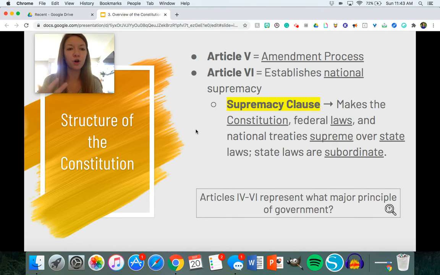So when we're thinking about Articles 4, 5, and 6, right? 4 deals with the relationship between states. We've got the amendment process, which deals with both the national and state governments, and national supremacy. Okay, the major principle of government that we're talking about here is going to be federalism. So make sure that you get that on your notes. So federalism, right? The relationship between the national government and the state governments, the different powers that they have. That is federalism.